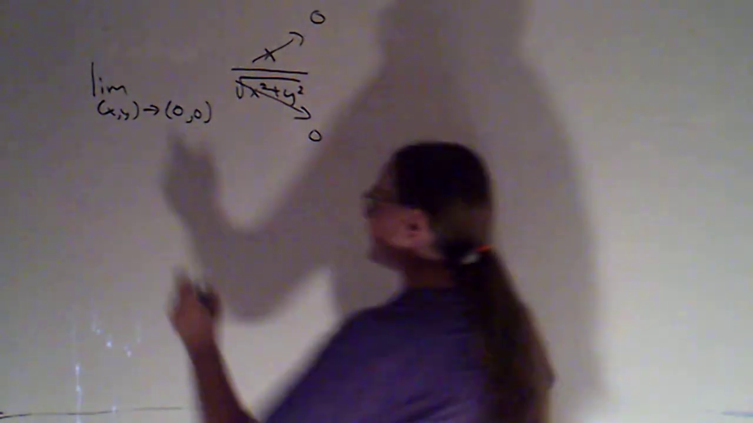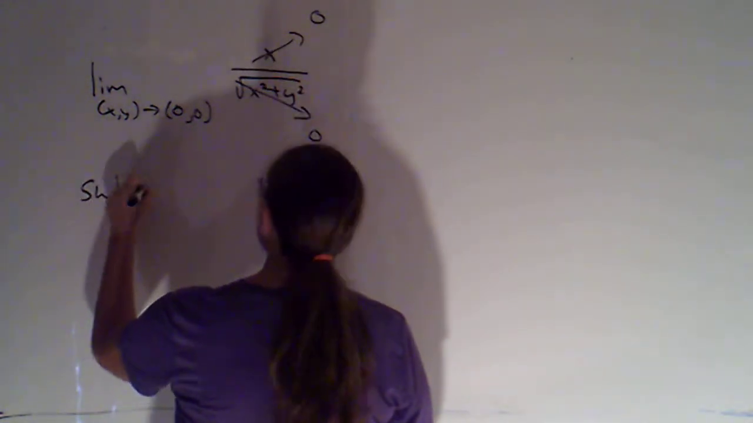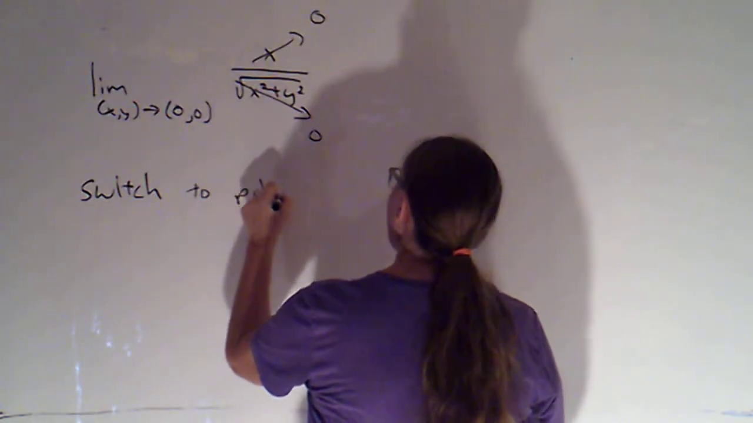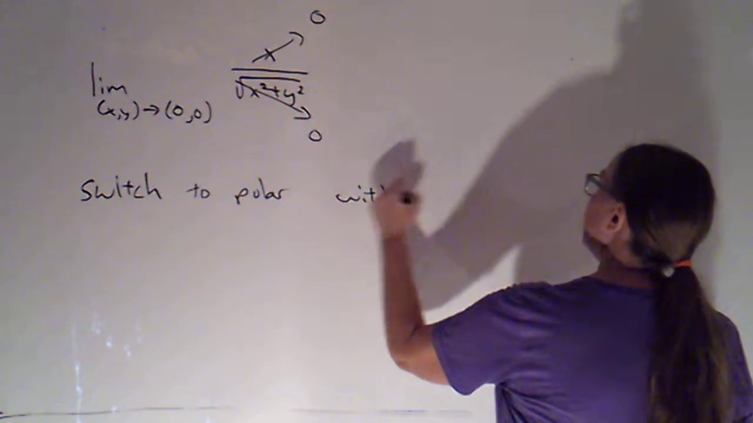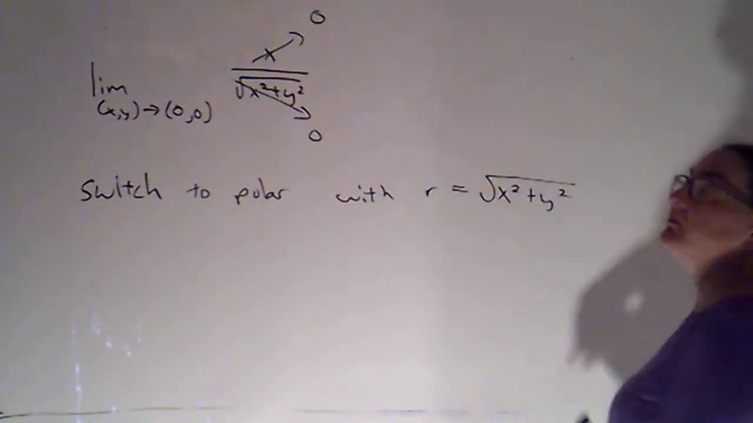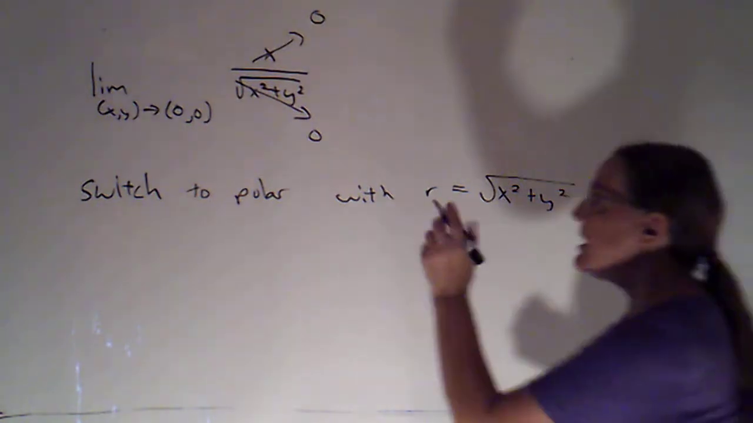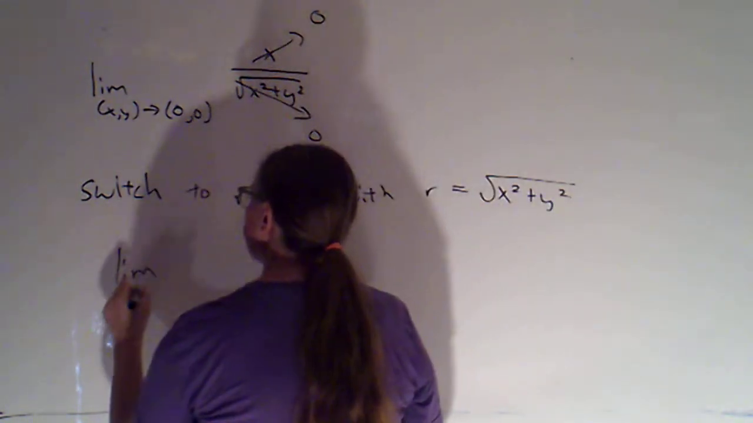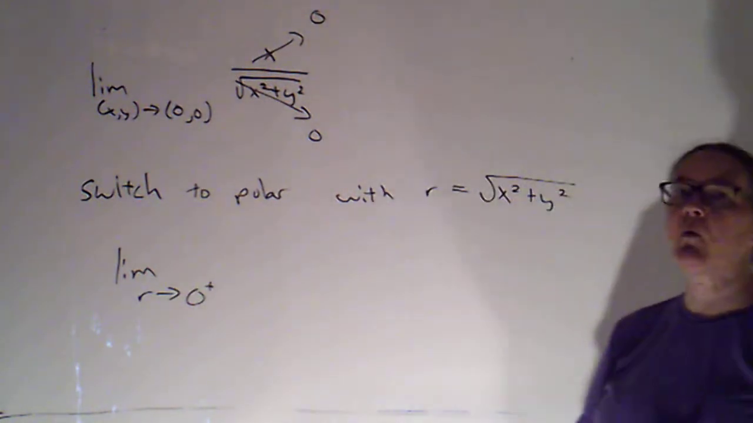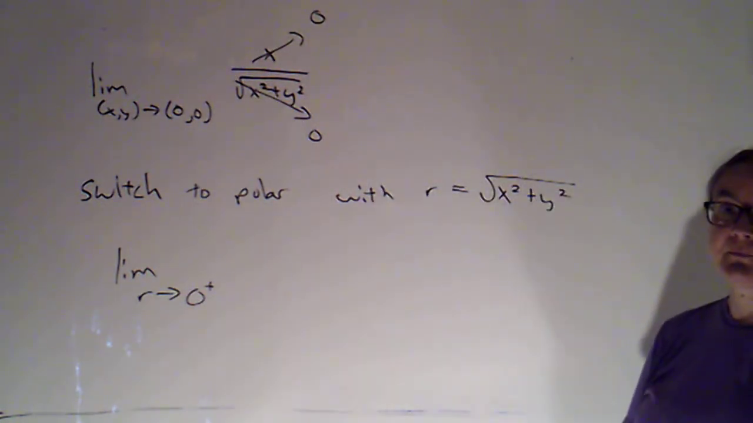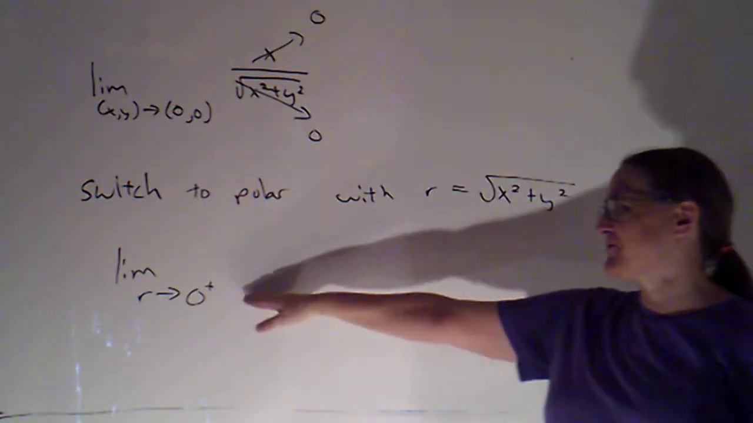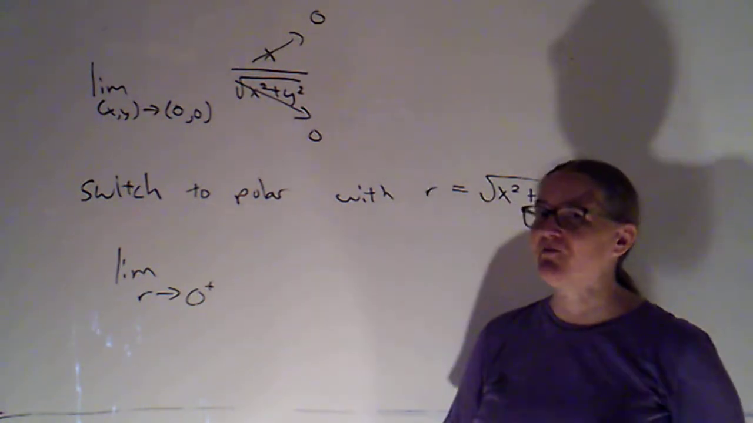So let's do that. Now, if I'm doing that, I need to explain that I'm doing that. So, switch to polar, and I need to make a choice. I'm going to let r be the positive square root of x squared plus y squared. Okay. So then I can say this is the limit as r goes to 0 from the right. It's always going to be a one-sided limit when I switch to polar. If I chose r to be the negative square root, then I'd be approaching 0 from the left, but it would still be one-sided.